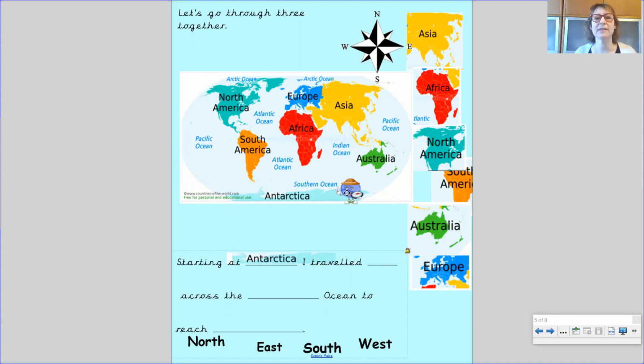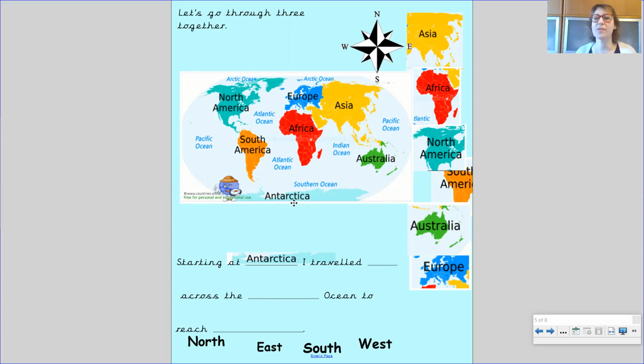So starting at Antarctica, I'm just going to shift him across Antarctica. He can just walk across the whole of Antarctica. He could travel south, but he would fall off our map. So from Antarctica, interestingly enough, you can only travel north.